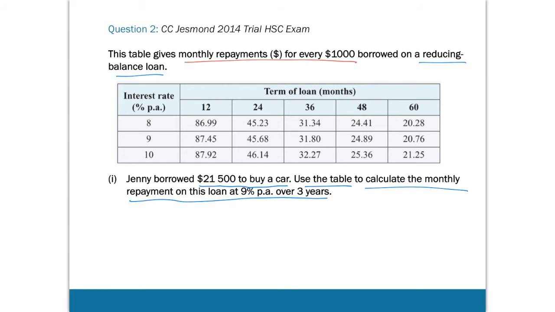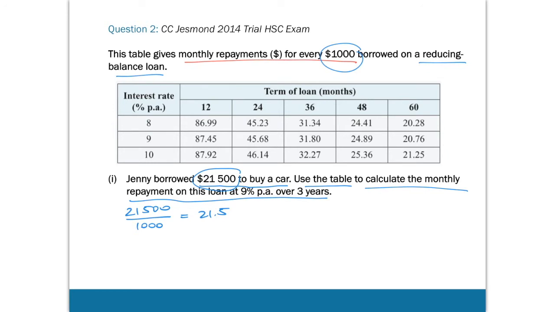Basically, we need to work out how many sets of $1,000 is in $21,500, because the monthly repayments are calculated for every $1,000 that you're borrowing. So let's work that out. 21,500 divided by 1,000 is 21.5. So that's going to be our new principal.